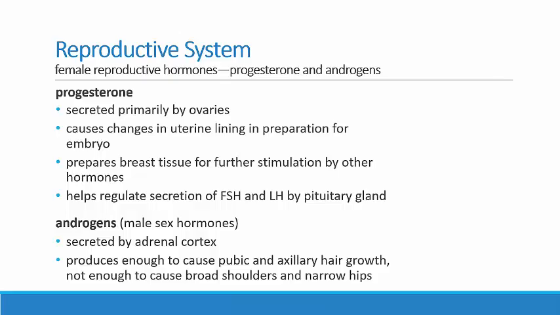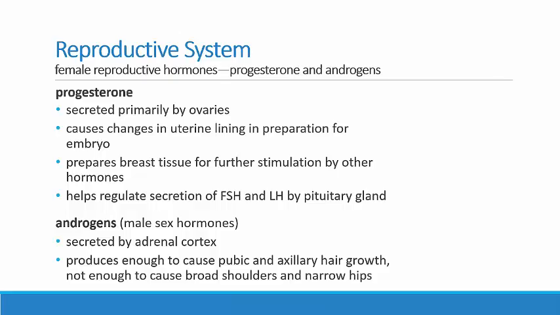And it is the hormone that is responsible for the changes that we see in the uterine lining, in the endometrium, in preparation for an embryo to come and implant and then get the nutrients and the gases that it requires in order to be able to fully grow and develop. It also will prepare the breast tissue for further stimulation by other hormones.